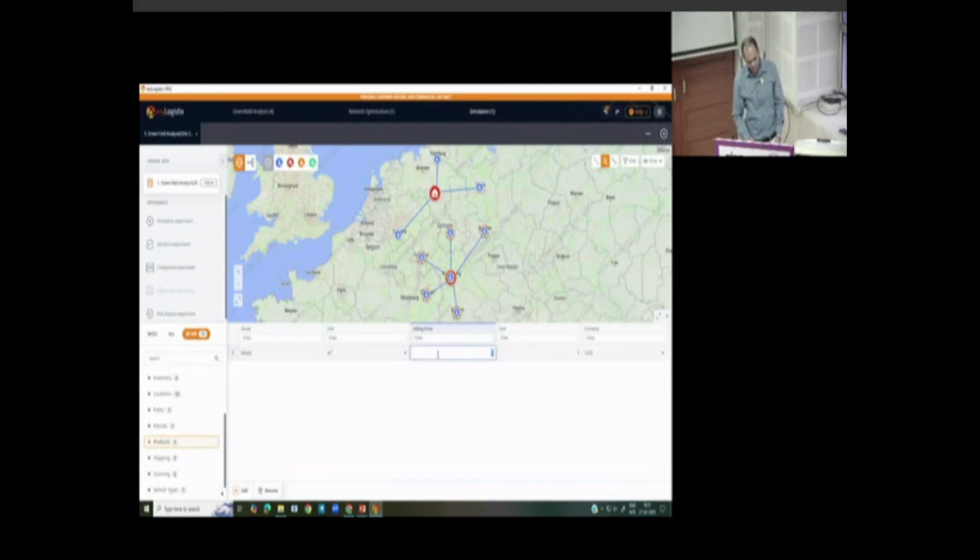Selling price. What is the selling price, guys? Suppose the water bottle is something like 100 or 200, whatever it may be, and cost is say 50. Then you can see the profit for one product. You can get 50 rupees.